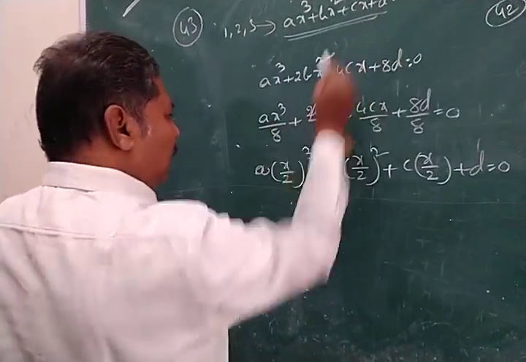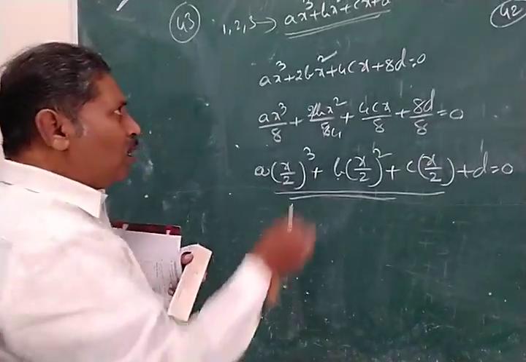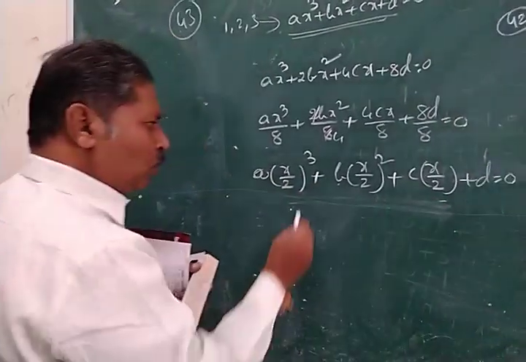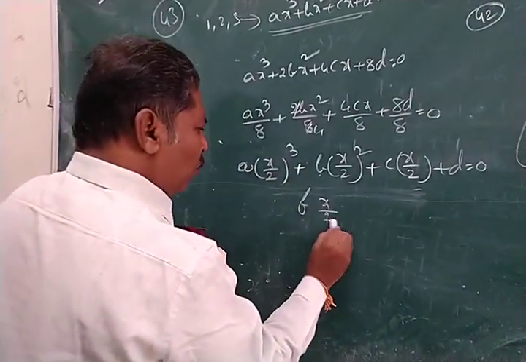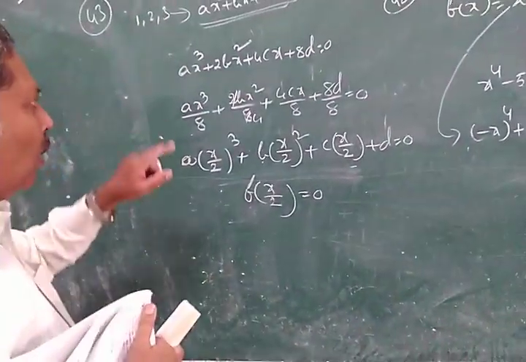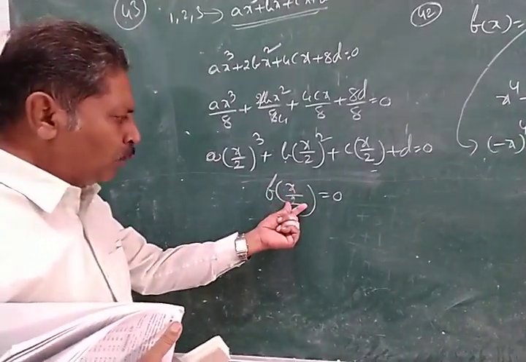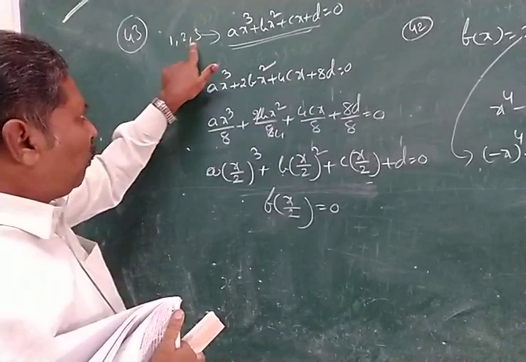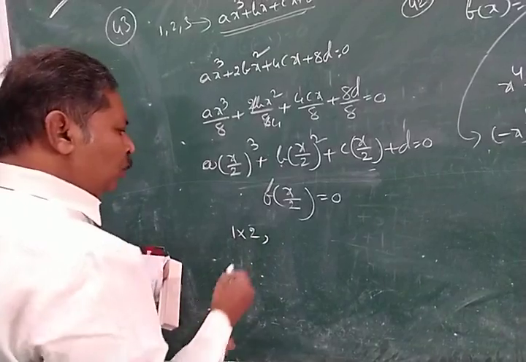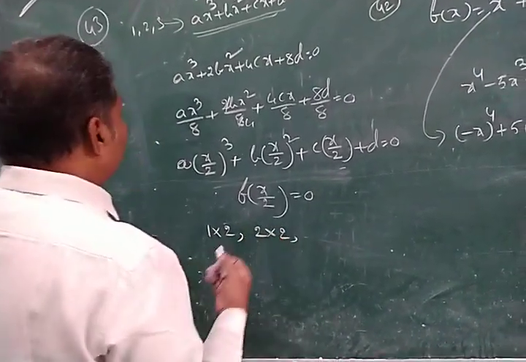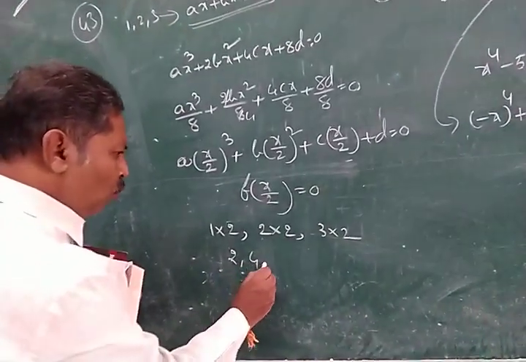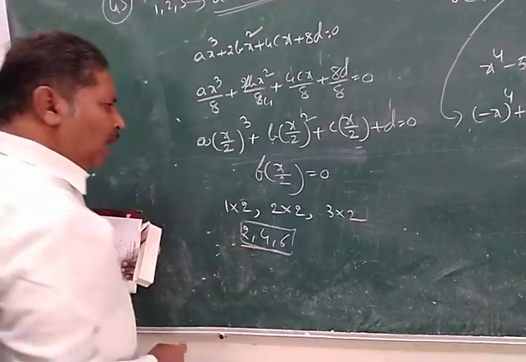Observe this equation and this equation. So x is replaced by x by 2. So this is nothing but f of x by 2 equal to 0. So roots are x is divisible by 2. So roots are multiplied by 2. So required roots are 1 into 2, 2 into 2, 3 into 2. So 2, 4, 6. They are the answers.